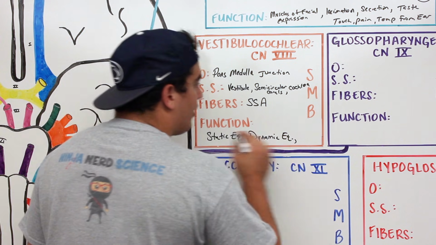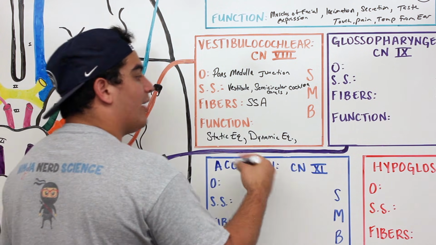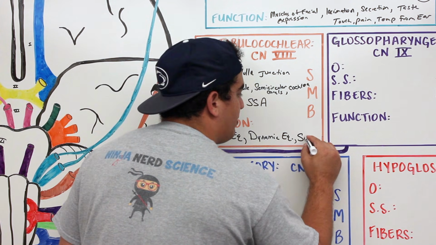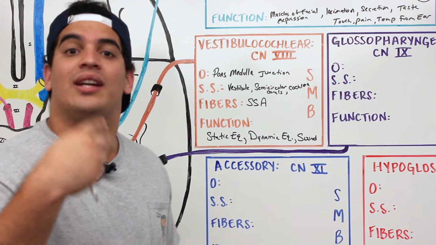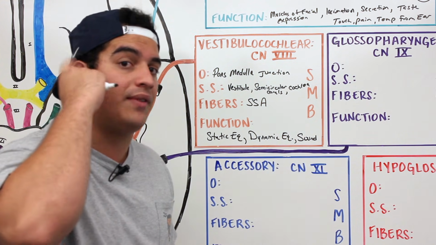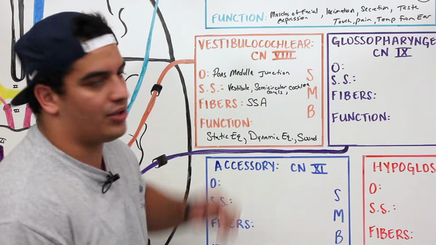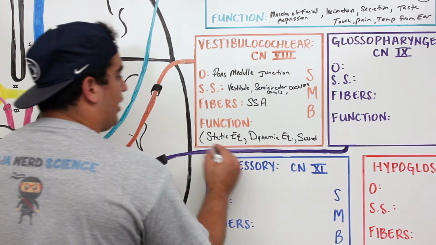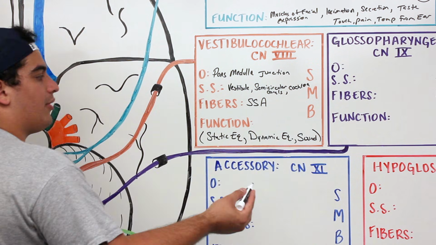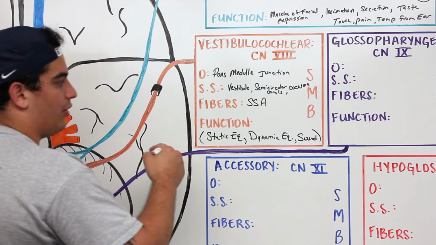All right, and then the cochlea is just for sound. So this is picking up sound waves. When I'm talking to you guys through the camera right now, you're hearing me because of the sound waves compressing on the different parts of the cochlea. We're not going to go into detail on that now. Okay, so that's its function: static equilibrium, dynamic equilibrium, and sound. We'll go into more detail in that actual individual nerve.